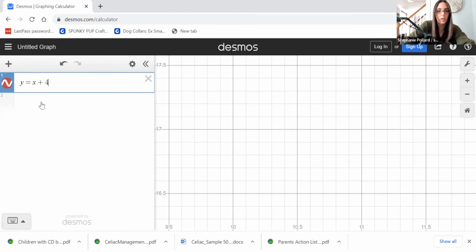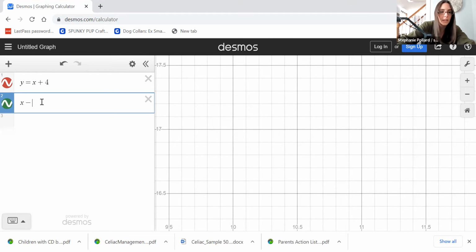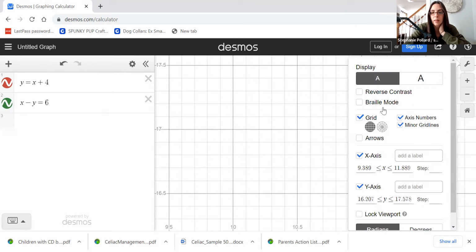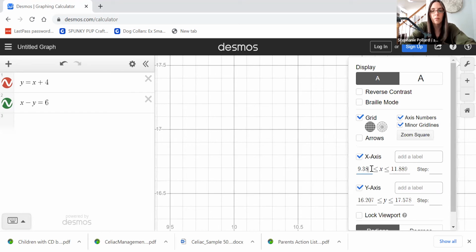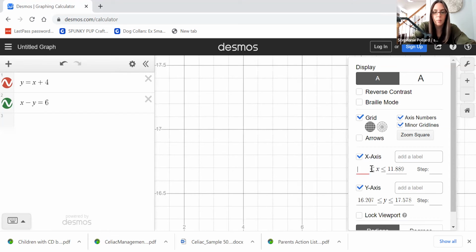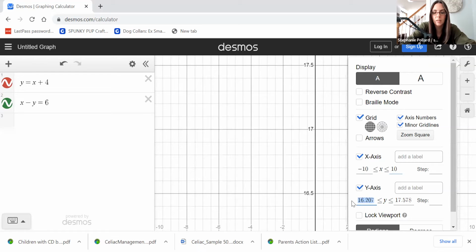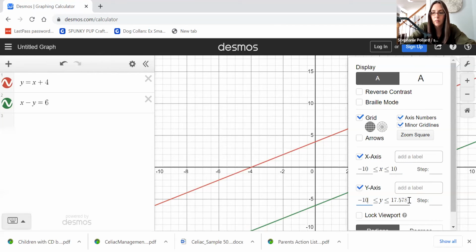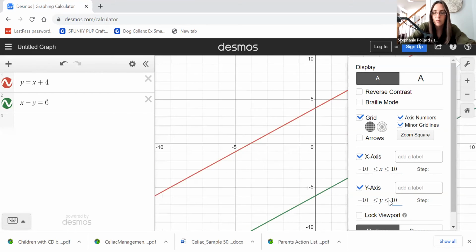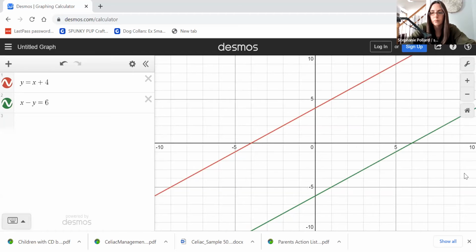So there's the first equation. And here's the second one. I think I have to zoom out a little bit. x minus y equals 6. And I'm going to just correct this. Let's go from negative 10 to 10, and the same thing on the y-axis. So we'll just start with that standard grid. All right, so here are my two graphs.